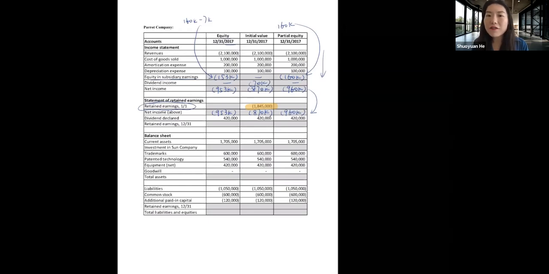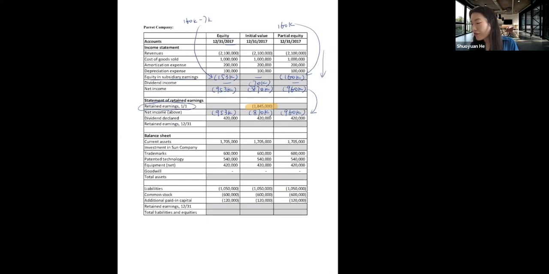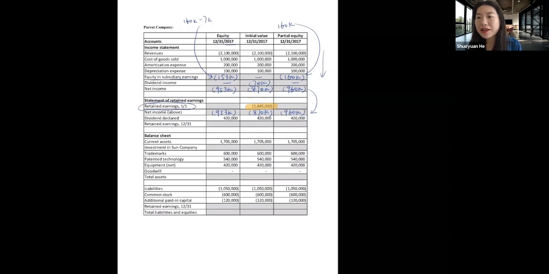If you think of the difference between the initial value method and the partial equity and equity methods, under the initial value method, what goes into the firm's net income? It is the dividend, right? It is only the dividend that goes into the firm's net income. And retained earnings is a cumulative amount. It is the result of all of the previous years' net income and dividends.